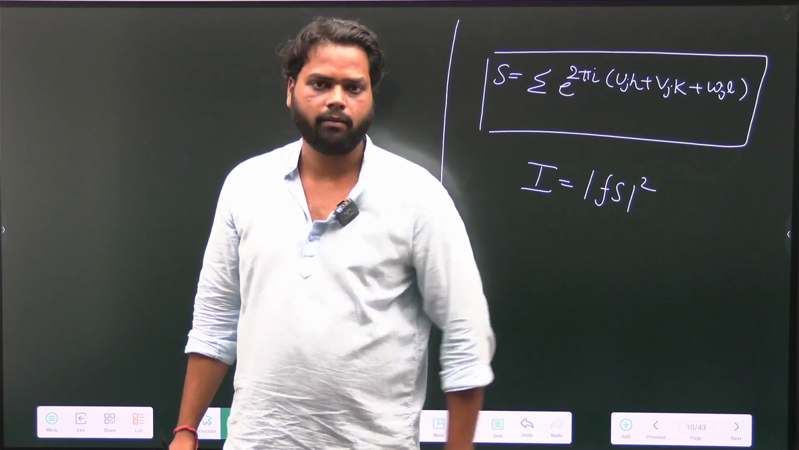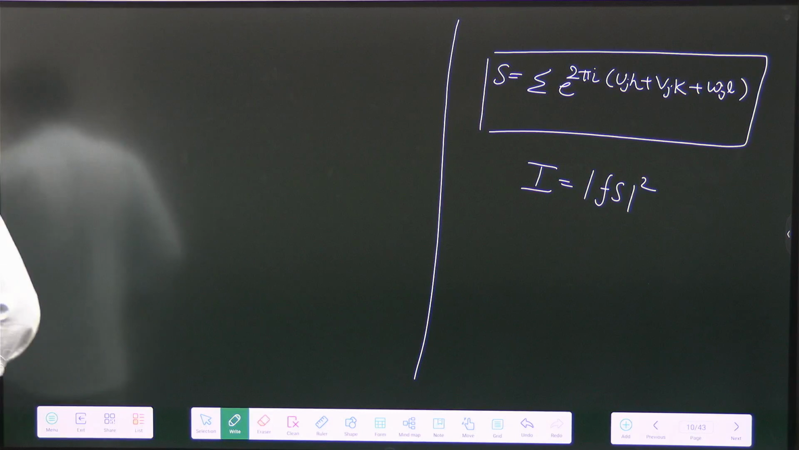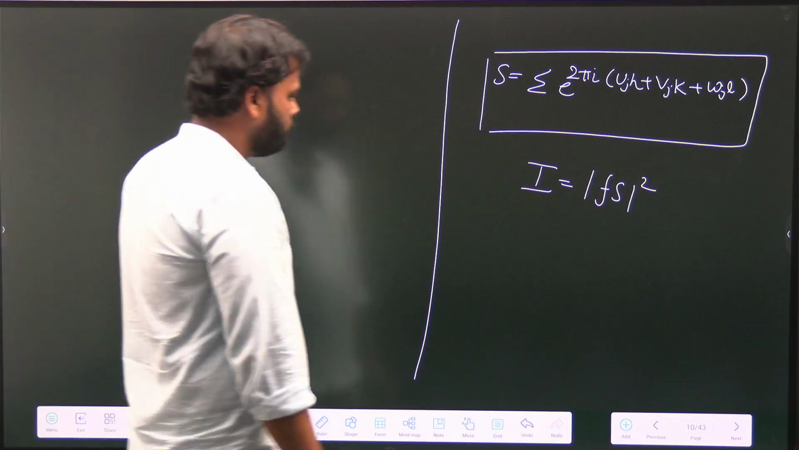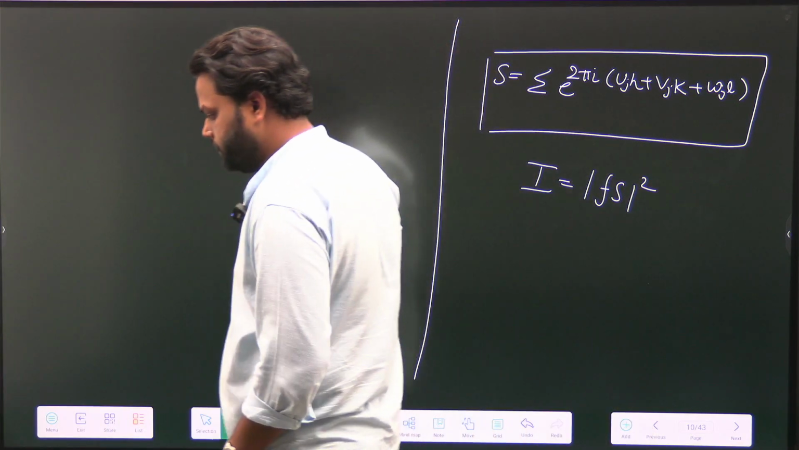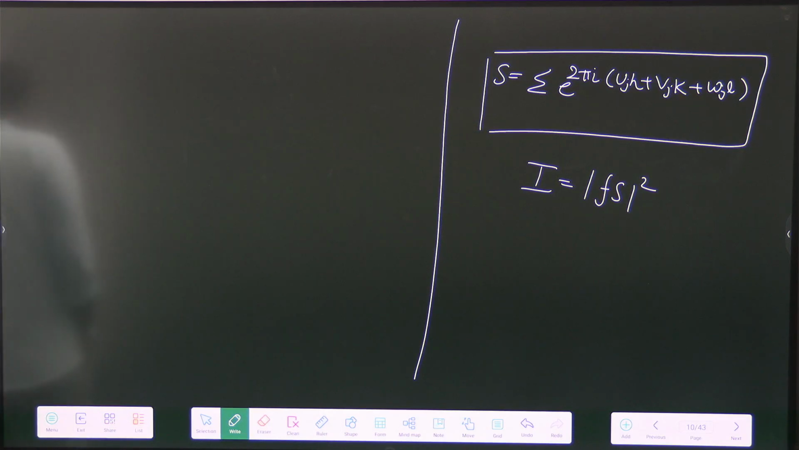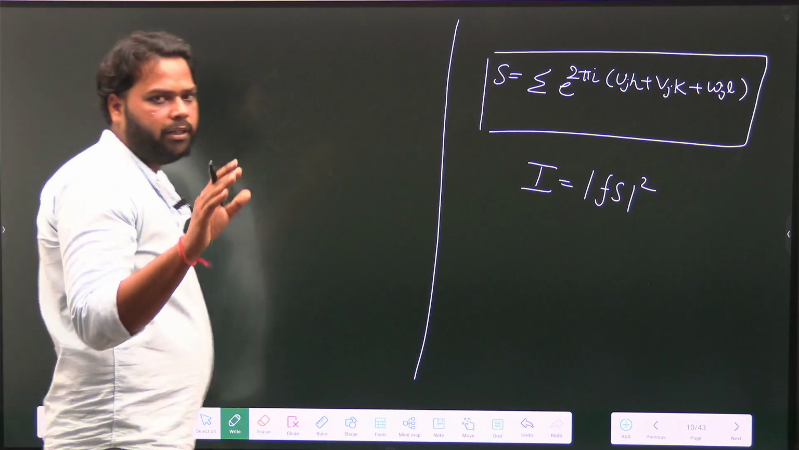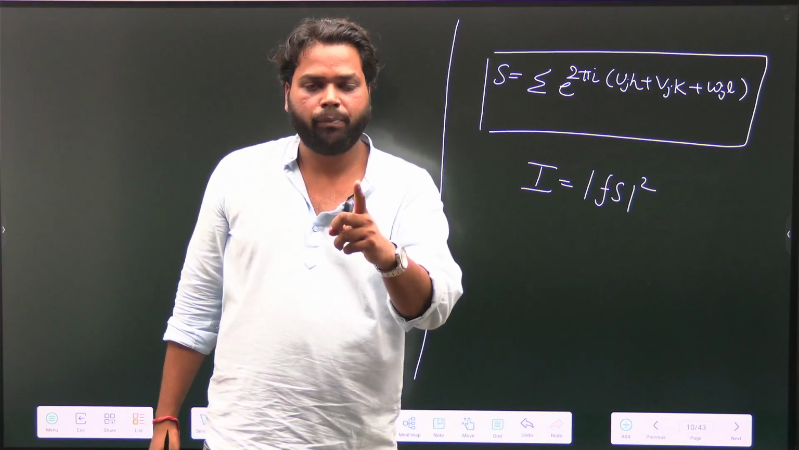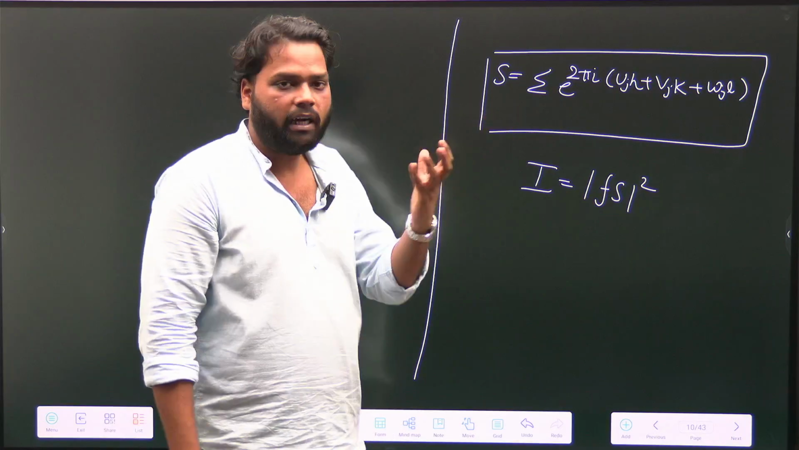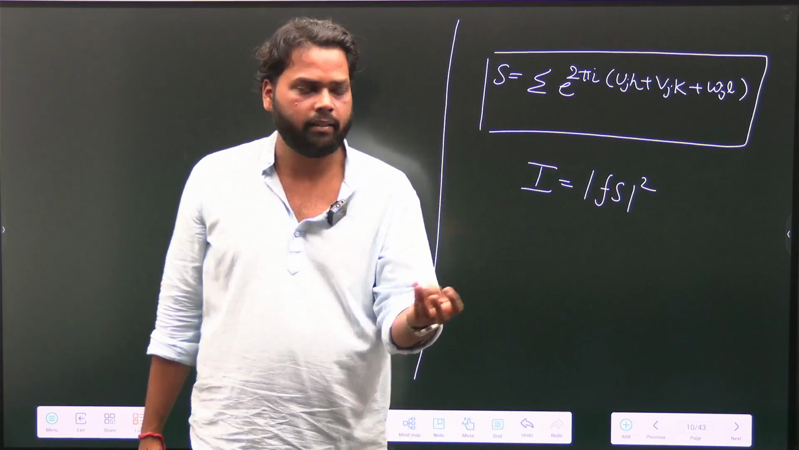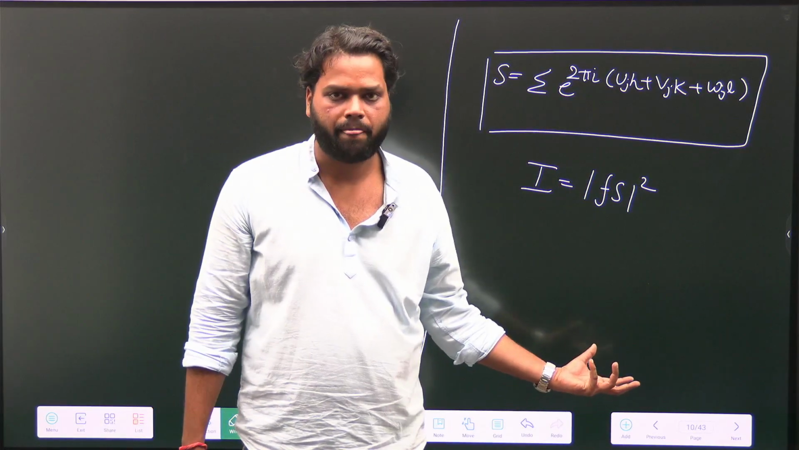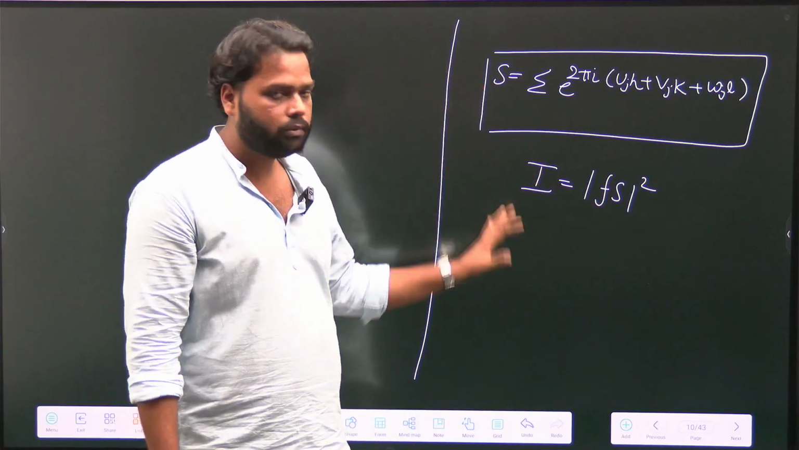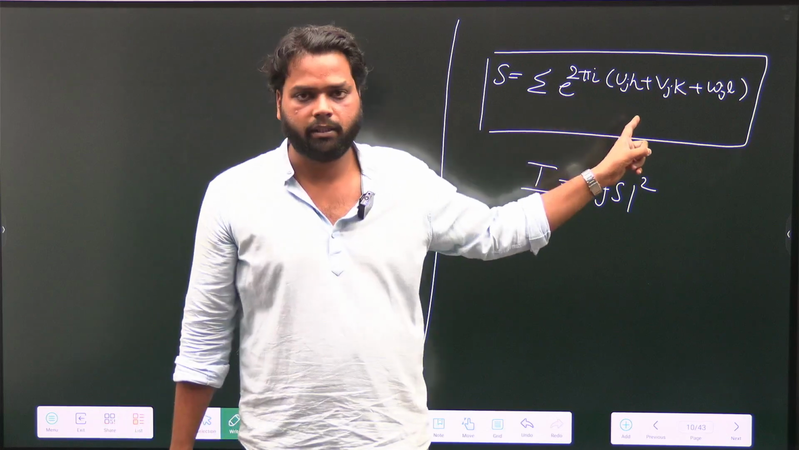Now, one by one, we'll see all the different crystals. First of all, let's talk about the simple cubic lattice. For the simple cubic and the body centered cubic, I will solve here. Homework will be for face centered cubic. For the other crystals like diamond, NaCl and hexagonal close pack, I will give the information directly. You have to just remember that information and this expression, two things.